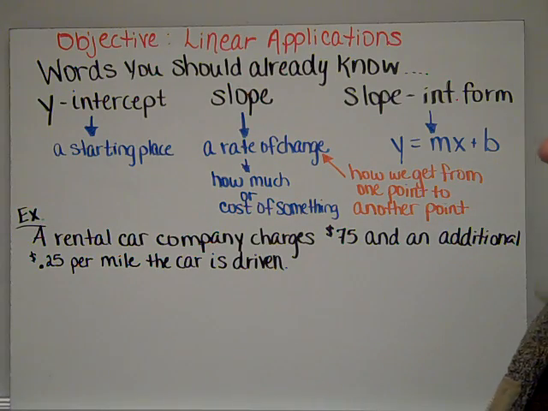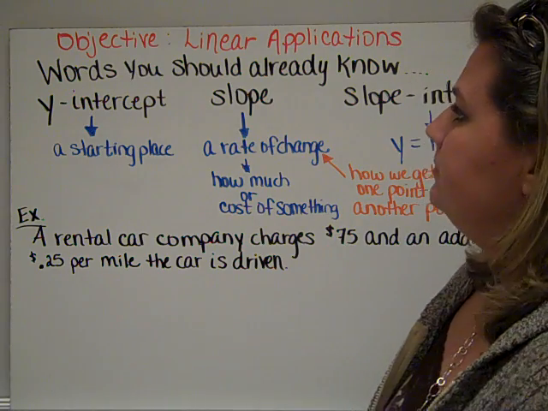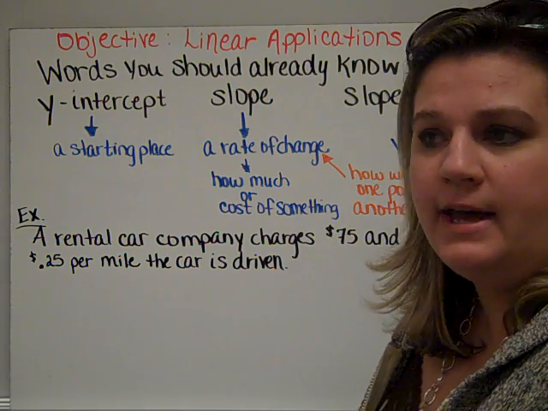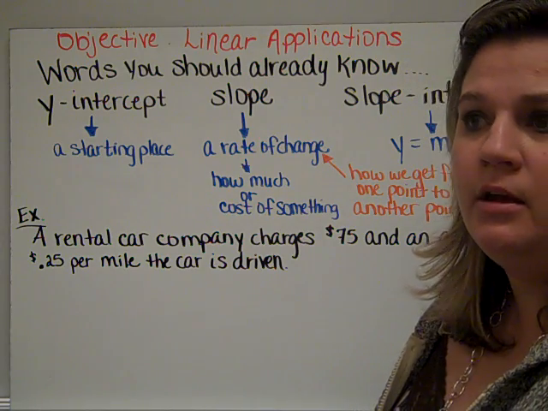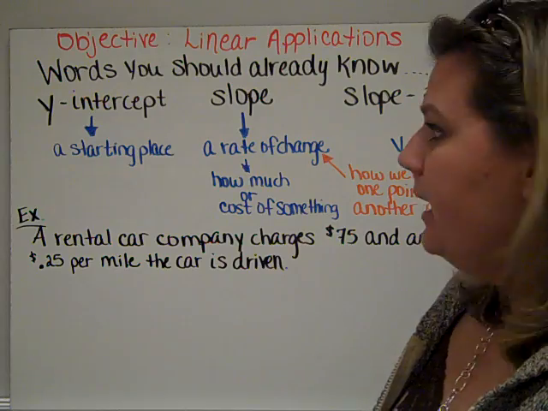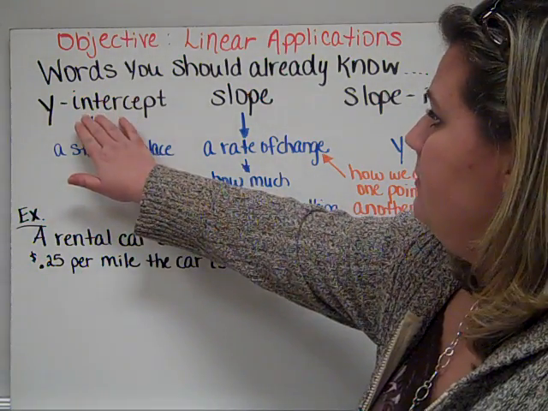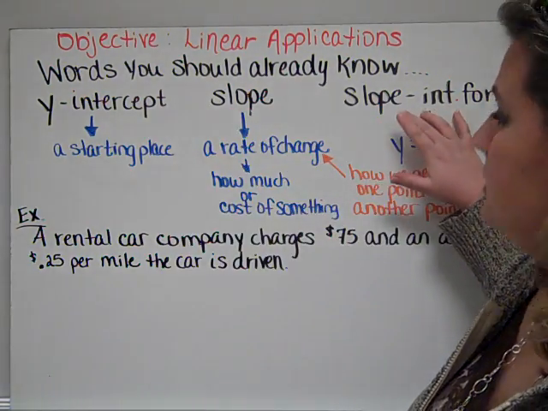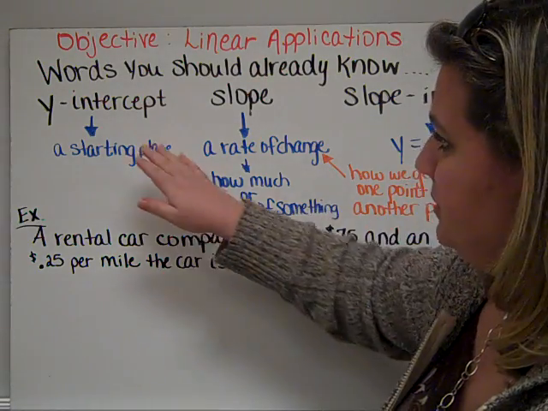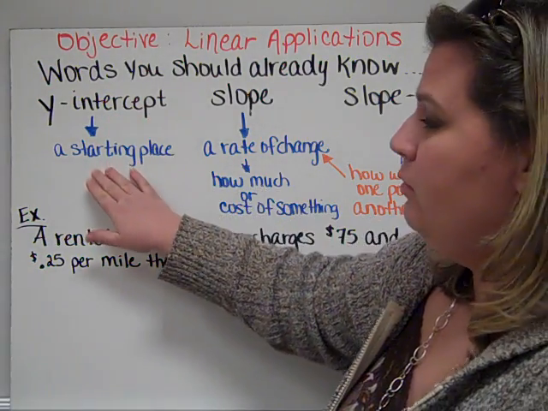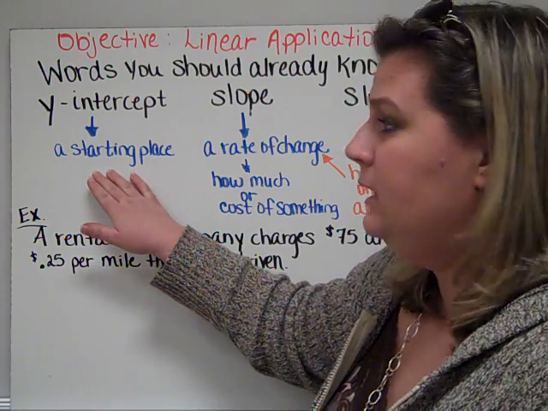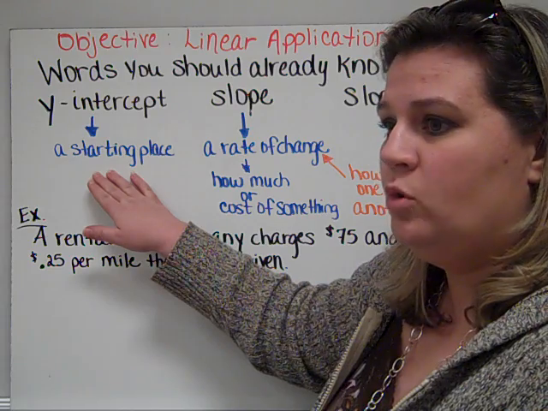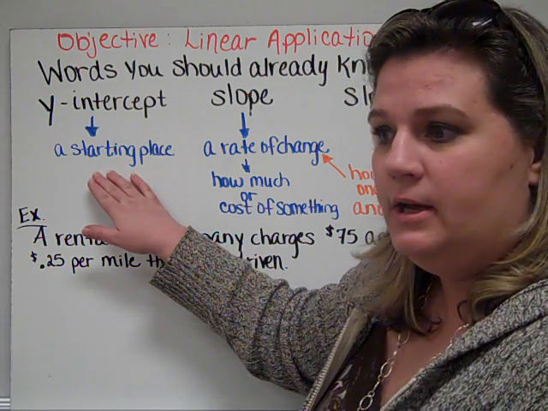All right, today's objective, linear applications. Let's talk about some words that you should already know, but now we're going to start applying some meaning behind them, okay? So for instance, y-intercept, slope, and slope-intercept form, okay? So for y-intercept, when we're talking about applications of what a y-intercept is going to mean, we're looking at, in word problems, a starting place.